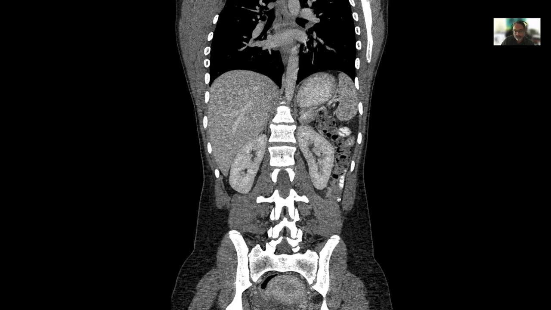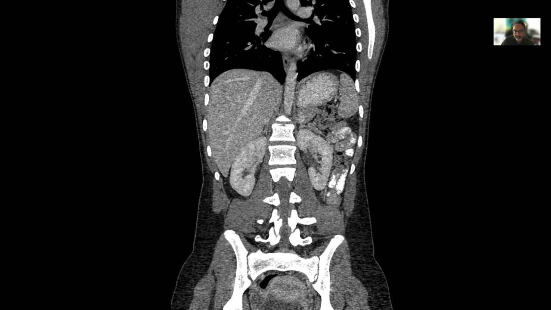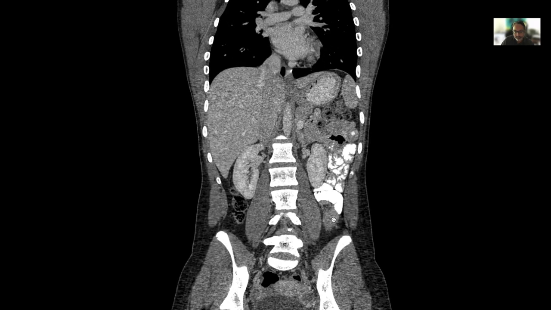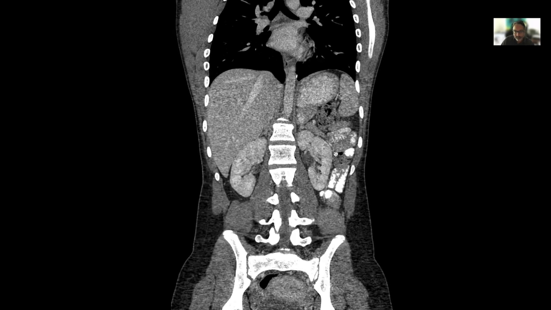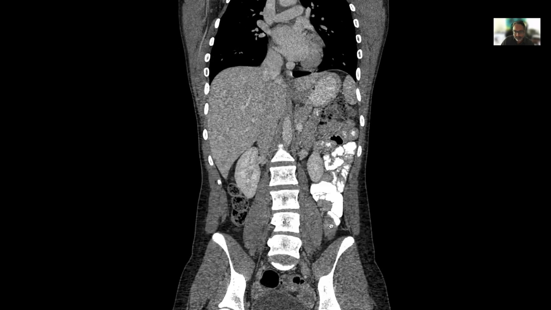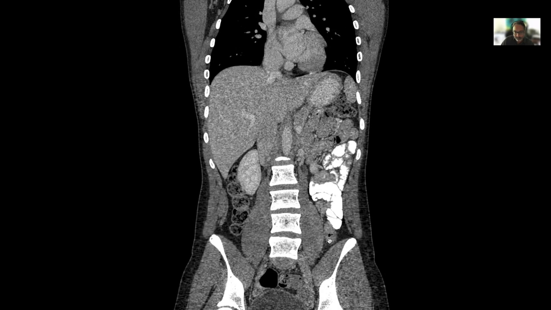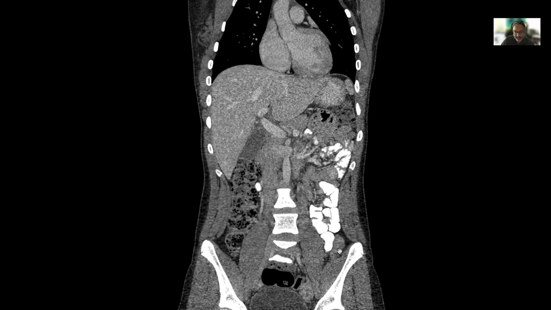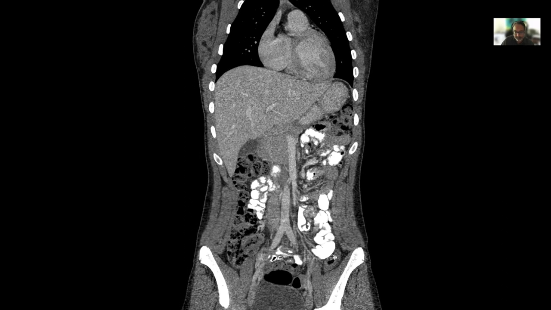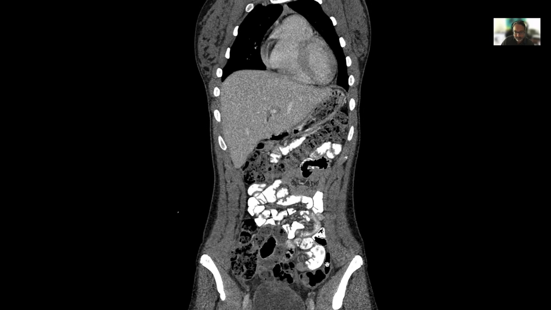So this is the descending colon. I'll go a bit more superficial. That's the descending colon. That's the descending colon there. And that's the descending colon still coming down here. And now that's the descending colon. And there, the descending colon is becoming the sigmoid colon. So this way, you can also see a lot of structures.